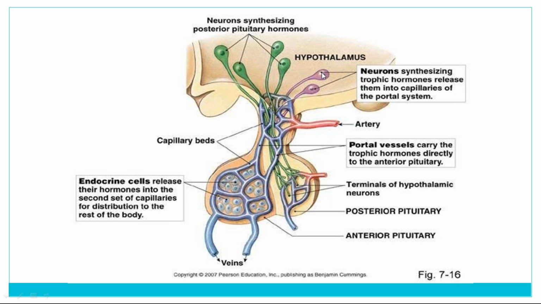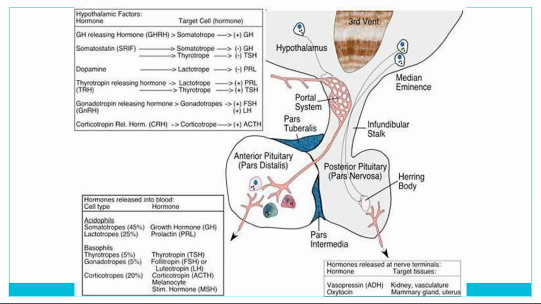For the anterior pituitary, the hormones secreted from the hypothalamus will be transported through the capillaries or the portal vessels, whereas for the posterior pituitary, the neurons directly extend till the posterior pituitary. That is the difference we have read. This slide is similar to what we already discussed in the previous class. These are the hypothalamic factors and this is the pituitary.